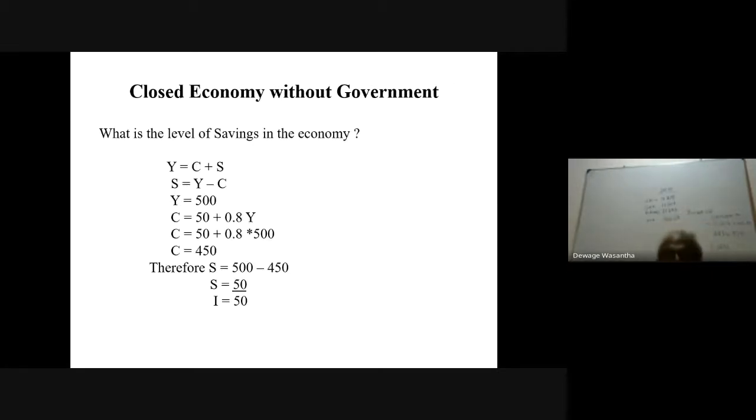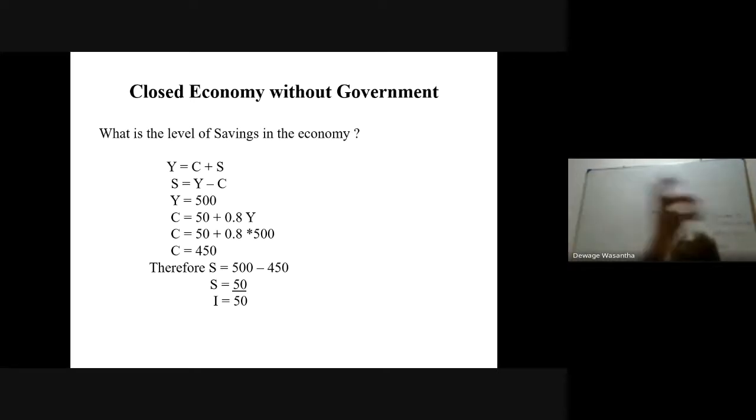First, you calculate consumption. How do you calculate consumption? You know Y is 500. Take this Y of 500 and substitute it into the consumption function: 50 plus 0.8 Y. 0.8 times 500 is 400, plus 50, 450. Income from this side is 500. Households consume and save. Consumption 450, therefore savings 50.